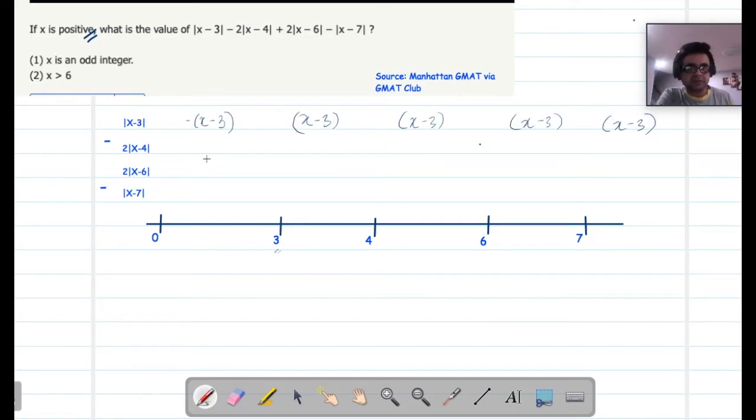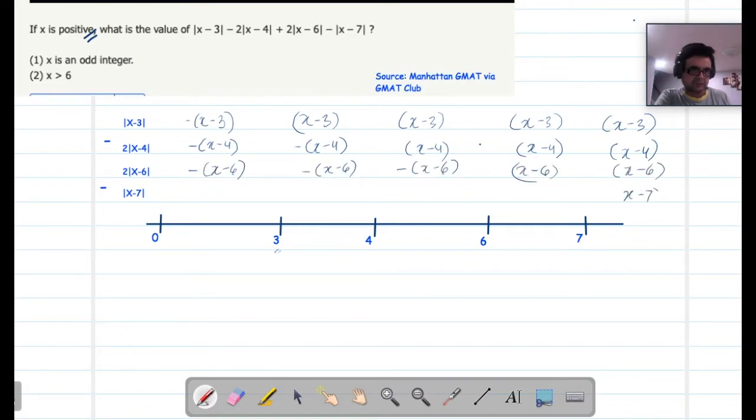Similarly, we look at x minus 4. x minus 4 would be greater than 0 when x is greater than 4, but negative of that when it is less than 4. So we can quickly write that. There is also this negative sign, but I promise we will come back to it, but not now. x minus 6, we can quickly do that as well.